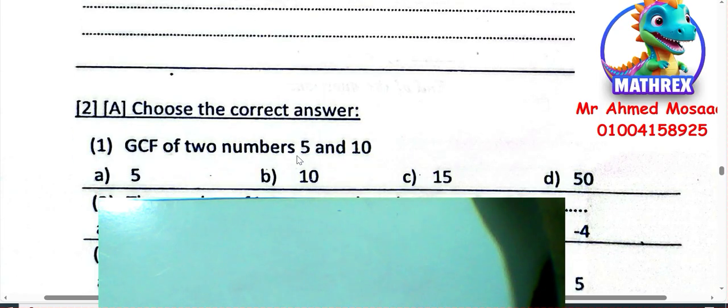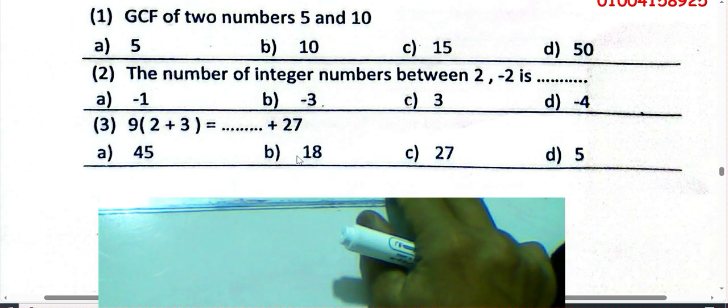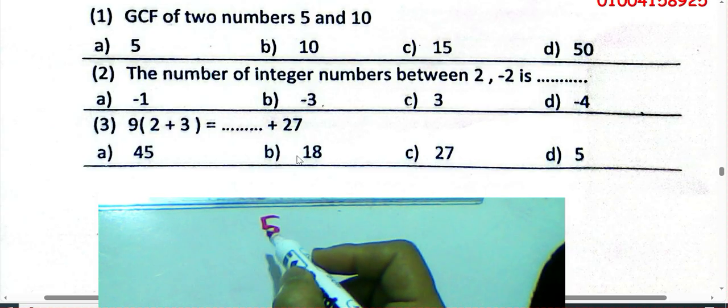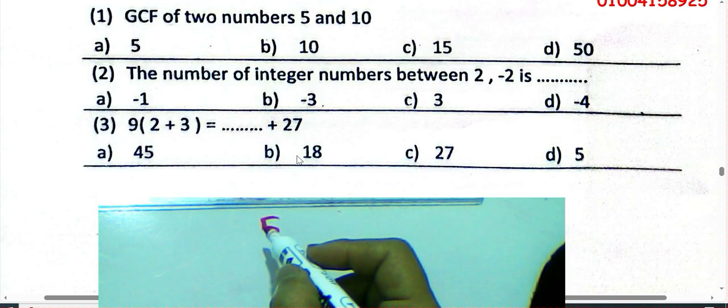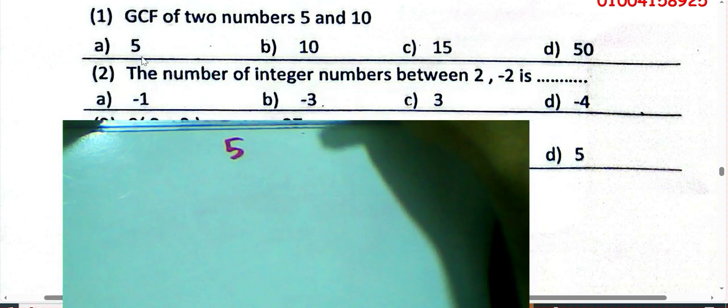Next question. Choose the correct answer. The common factor of 5 and 10 will be 5. 10 and 5 can be divided by 5. Then the highest common factor between the two numbers equals 5. Okay, the answer here will be letter A.